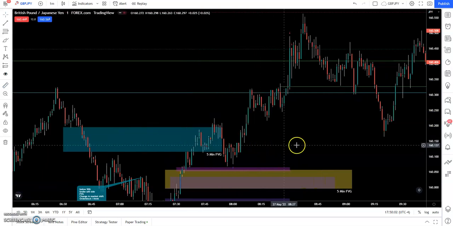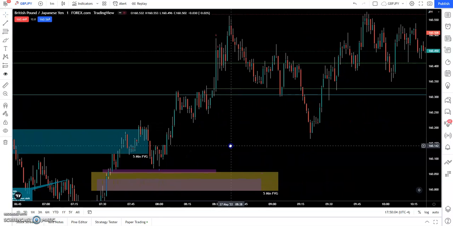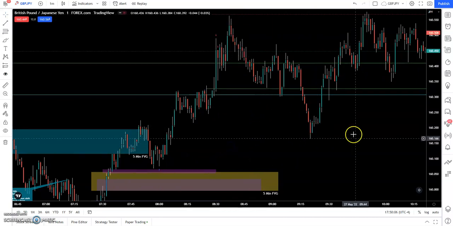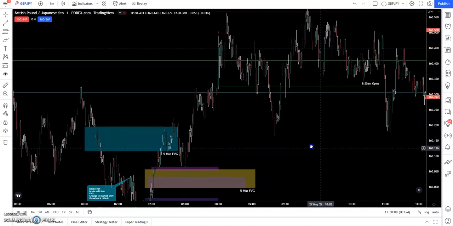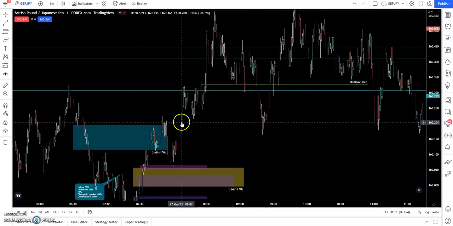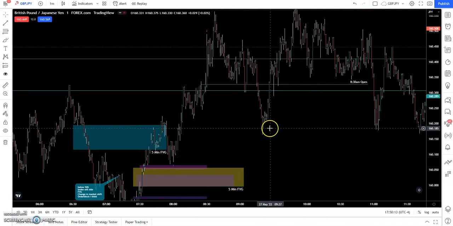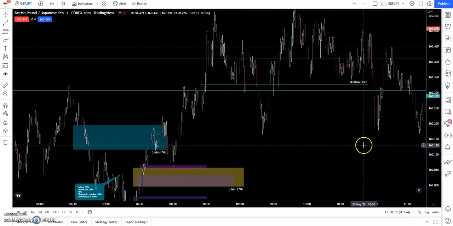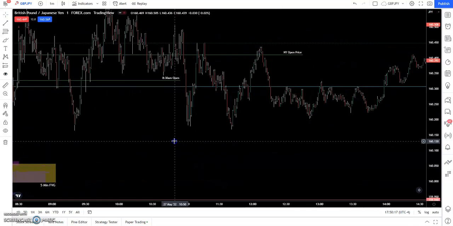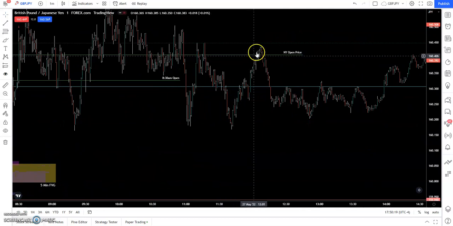I wasn't a fan of holding it because it's Friday, and as you can see, the market decided to come down, fell in this fair value gap, bounced here once, twice, and it was just plain up until noon.